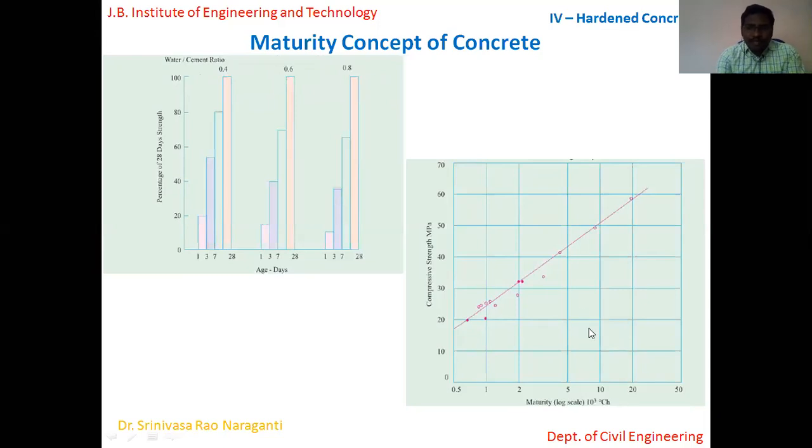And one more graph here shows the relation between maturity, in units of degree centigrade hour, versus compressive strength. You see here, it's on a log scale, the maturity, and it has a linear relationship. That means there is a linear relationship between compressive strength and maturity on log scale. Log of maturity is directly proportional to compressive strength. Otherwise, compressive strength is directly proportional to log of maturity. That's what it is. Okay.